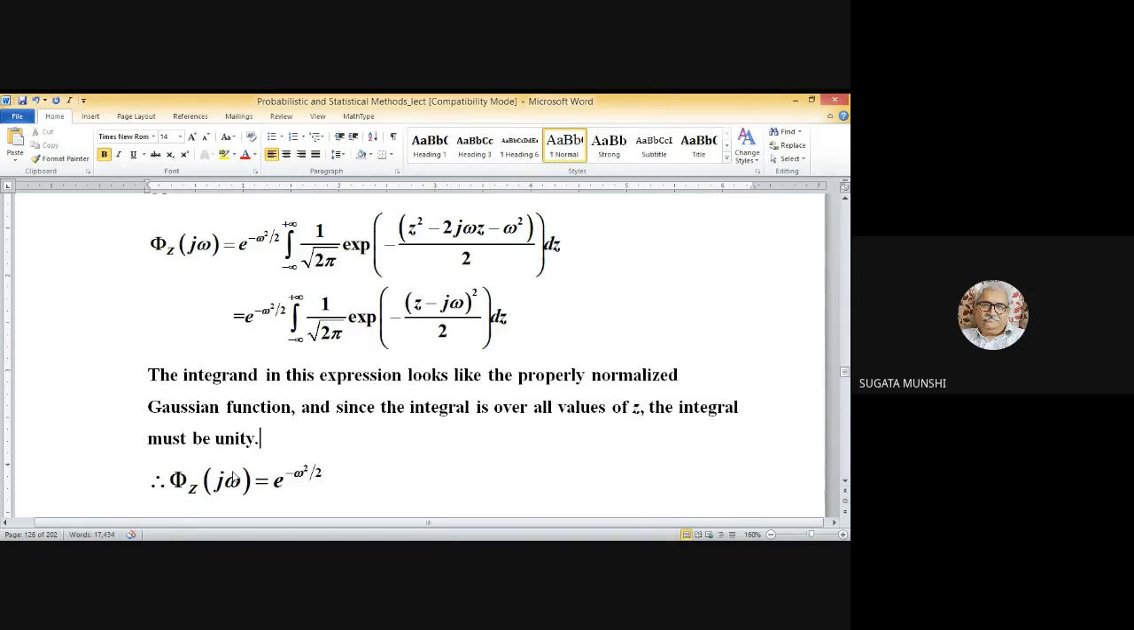Once you have obtained the expression for the characteristic function, how will you obtain the moment generating function from the characteristic function? Sir, putting the value of omega as we know s is equal to j omega, so replacing omega with s by j, isn't it? Yes, sir. Yes.